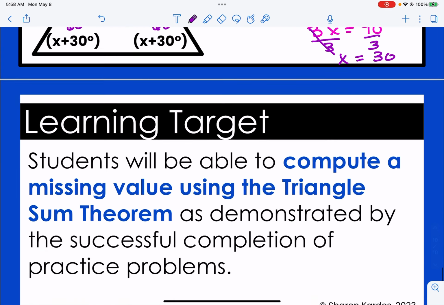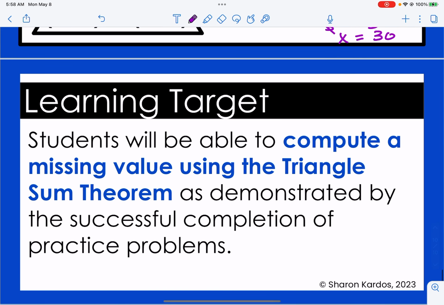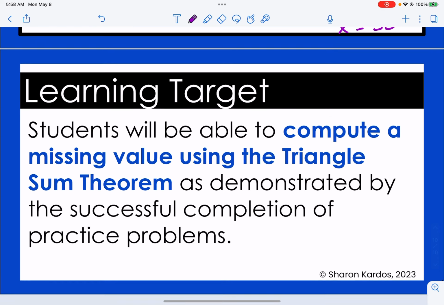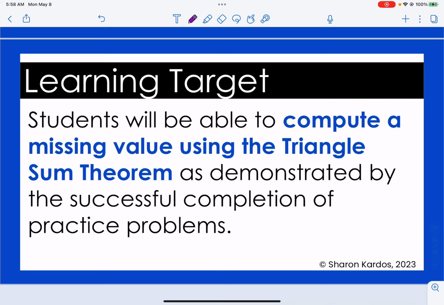All right, so those were our 5 examples. You should be able to compute the missing value using the Triangle Sum Theorem. And we did a lot of practice problems. So I would say we accomplished our learning target for today.